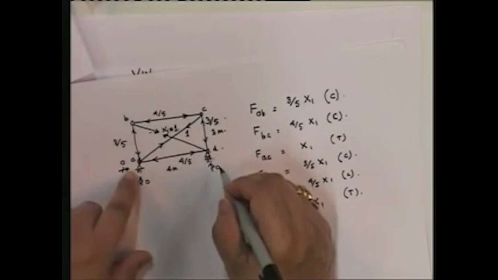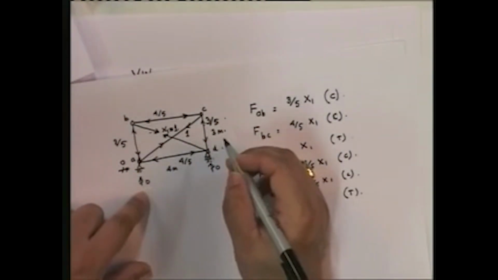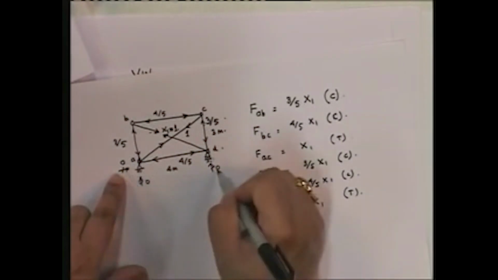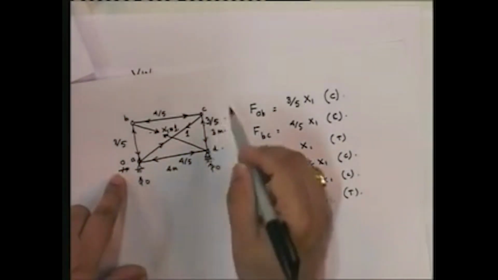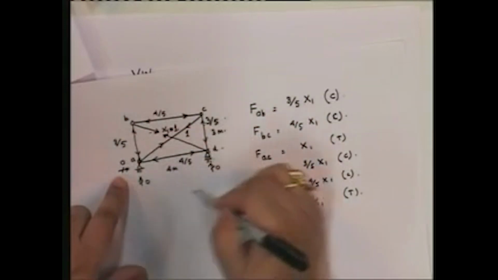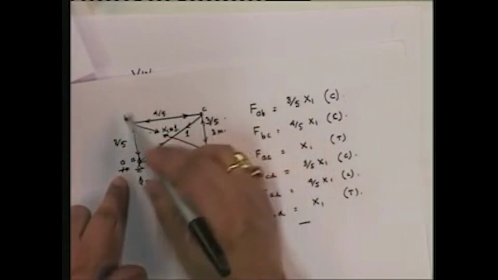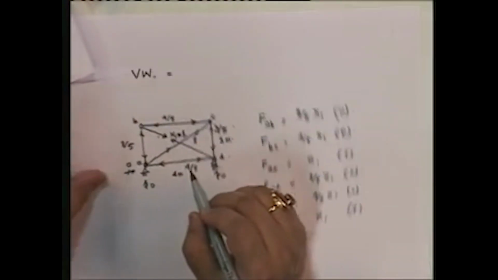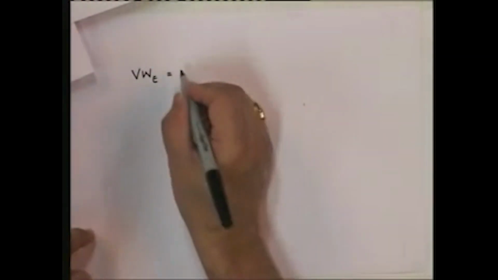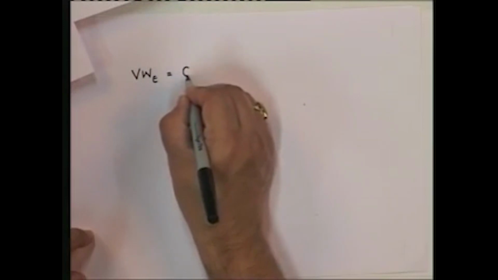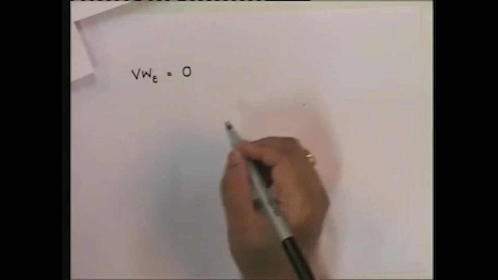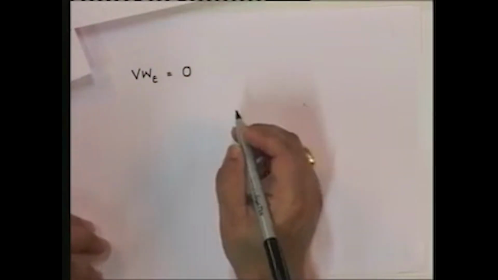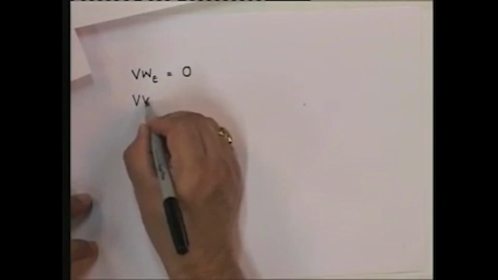So what are the virtual forces here? If you look at it, the only virtual external forces are these reactions, which are all zero. So in the virtual force system, there are no external virtual forces. Therefore, the work done by the external virtual forces is equal to 0, because there are no external virtual forces. Now let's look at the internal virtual work done.